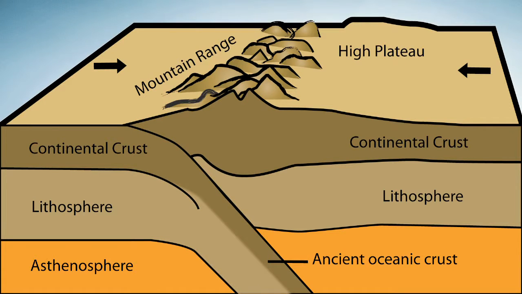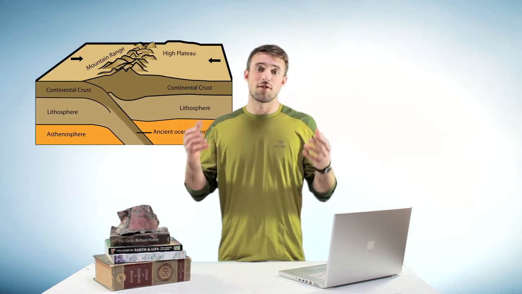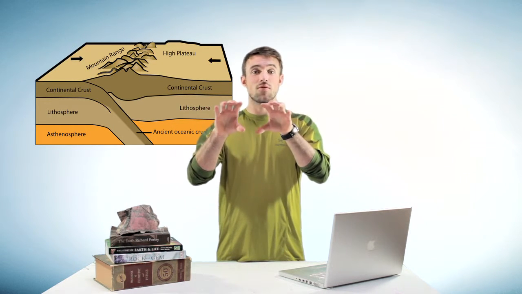The second type of destructive margin is a continent-continent collision. And that's what happens where two tectonic plates with continental crust collide. Now the difference is that continental crust is thick and buoyant. It's not as dense as oceanic crust, and it has huge trouble with subduction. So it basically doesn't want to subduct.